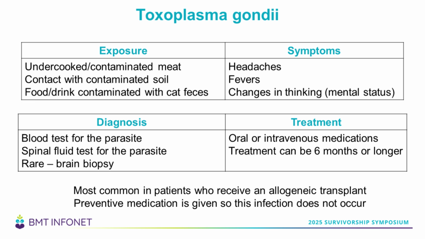I would like to note that most allogeneic transplant recipients are screened for this infection, meaning your transplant team will do blood work to see if you have evidence of being exposed to this infection before your allogeneic transplant. If your blood work shows that you've been exposed to this infection, you will be placed on a preventive medication after the transplant so this infection does not occur.